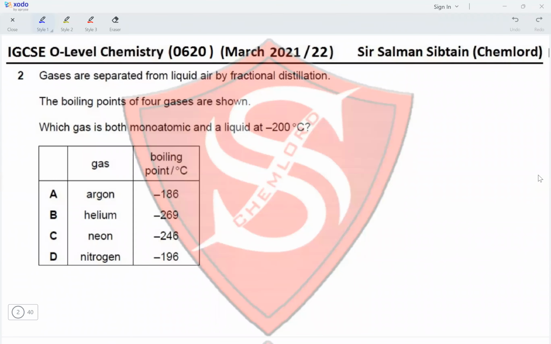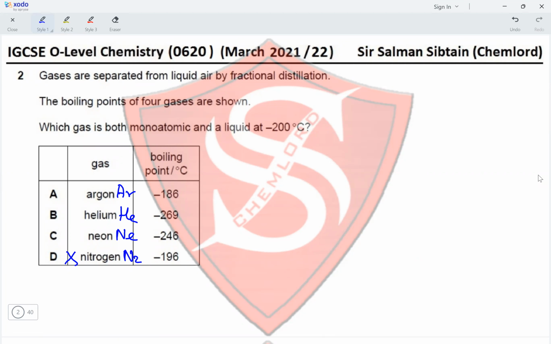Question 2. Gases are separated from liquid air by fractional distillation. The boiling points of four gases are shown. Which gas is both monoatomic and a liquid at minus 200 degree Celsius? So the gases given are argon. Argon is monoatomic. Helium. Helium is monoatomic. Neon. Neon is monoatomic. And nitrogen. Nitrogen is diatomic. So this eliminates option D.